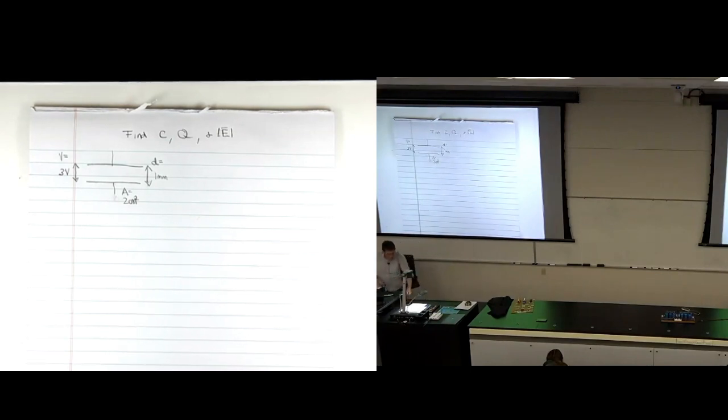So I made a little picture to get myself going. Here's the parallel plate capacitor. When we draw parallel plate capacitors, we draw horizontal lines for the plates, and these are the contacts with the plates on which we apply a voltage between the plates. And that's what I did. I applied 3 volts between the 2 plates, where the plates have an area of 2 centimeters squared and a separation of 1 millimeter. And I've got to find C, the capacitance, the charge Q on the plates, and the electrical field in the region between the plates. So we're going to do those 3 things.